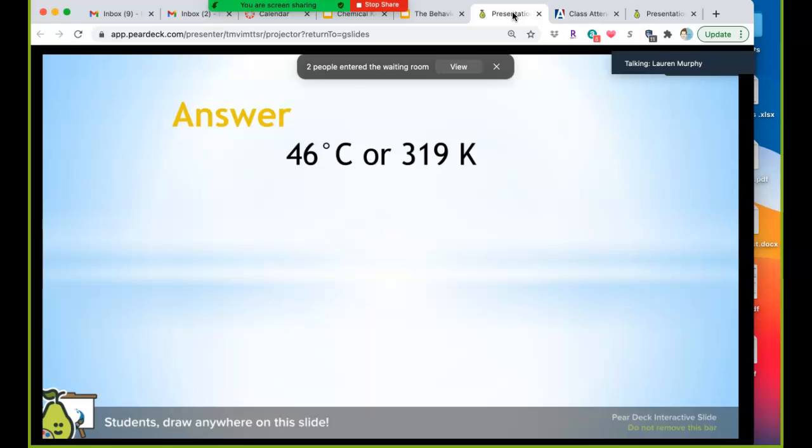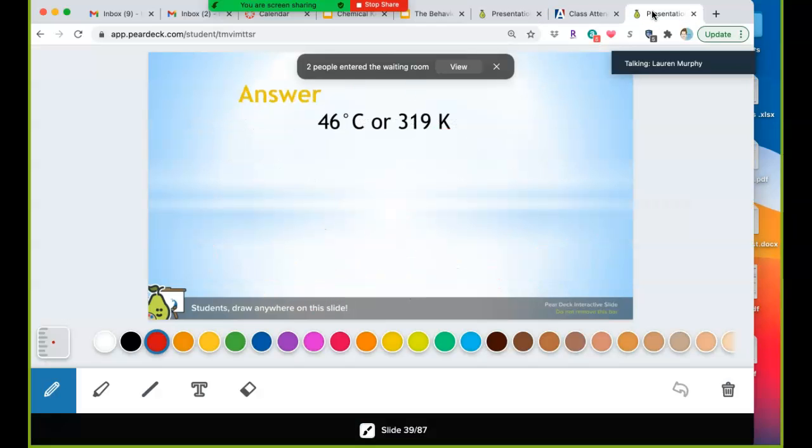Now, if I were to ask you what it was in Celsius, you could just always convert back by taking 319 and subtracting 273, and that's how you would get it back to degrees Celsius. So turning it to Kelvin by adding 273, turning it to Celsius by subtracting 273.